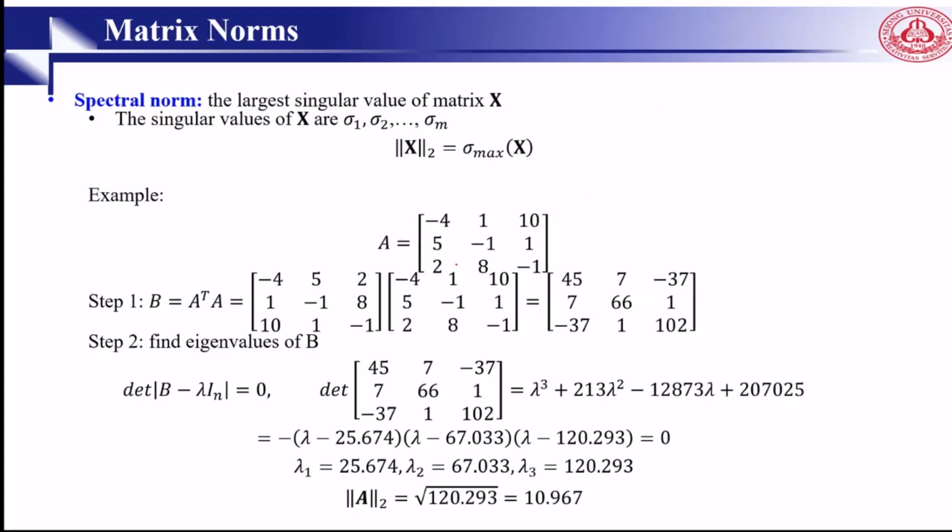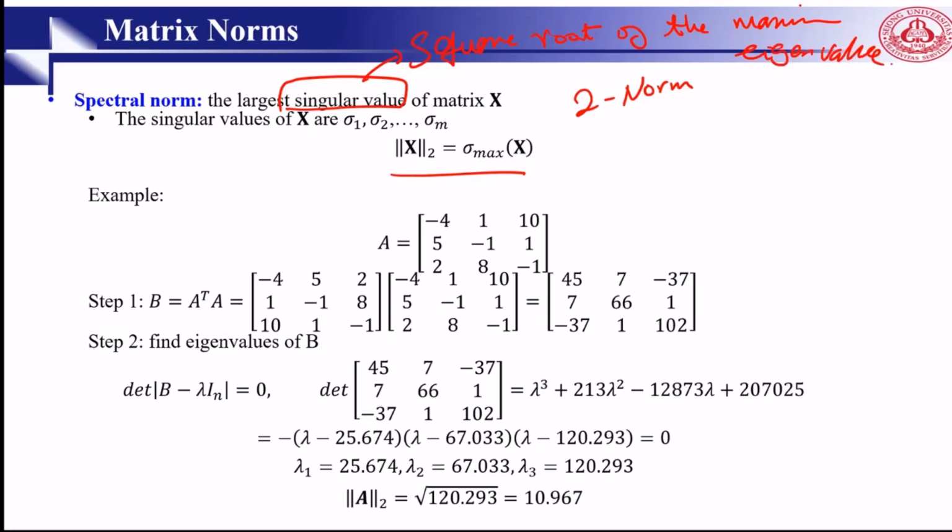The next norm is the spectral norm. The spectral norm is the largest singular value of a matrix, as you can see here. It is also known as the 2 norm. We can think of it as the maximum scale by which the matrix can stretch a vector. Here, we will go for the maximum singular value. The maximum singular value is the square root of the maximum eigenvalue.